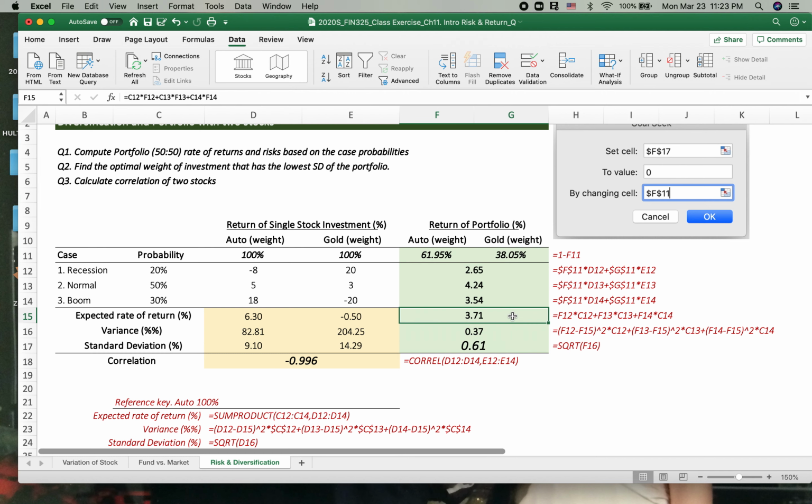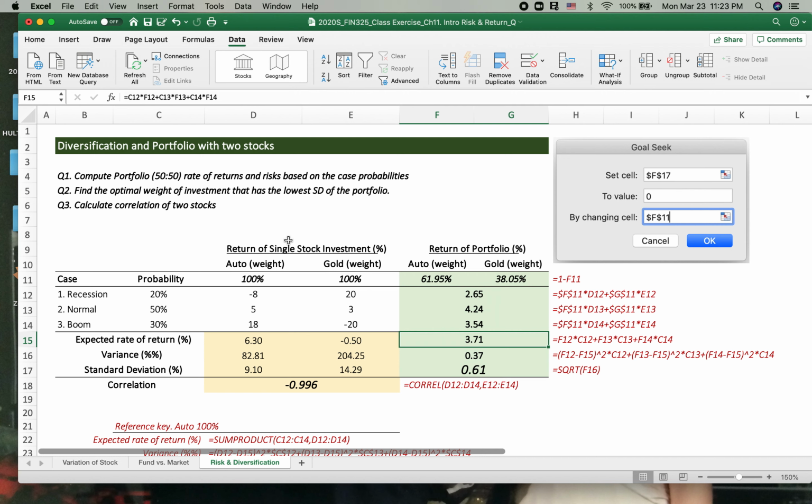So the expected rate of return is 3.71% and the standard deviation is 0.61. That means that regardless of how the economic situation changes, this portfolio can maintain a 3.71% rate of return, with a deviation up by 0.61, down by 0.61. So it's an almost stable expected rate of return using these two stocks. Okay, that's it. See you in the next video clip.